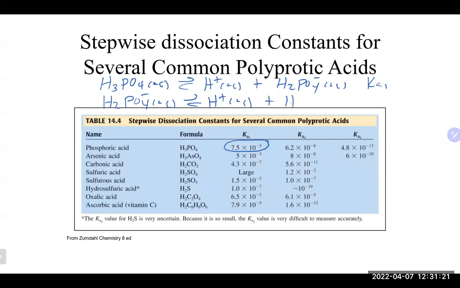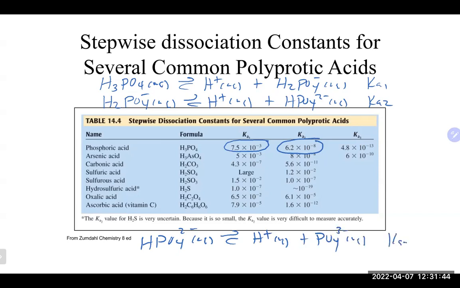And we will get to HPO4 2 minus. And that will give us our Ka2 value, which is right there. And lastly here, that last guy will drop the last hydrogen off. And that would be represented by Ka3, which is this last value here. Again, for each hydrogen that comes off in a polyprotic situation, if it's a weak acid, you will have a Ka value for each of those hydrogens that come off.